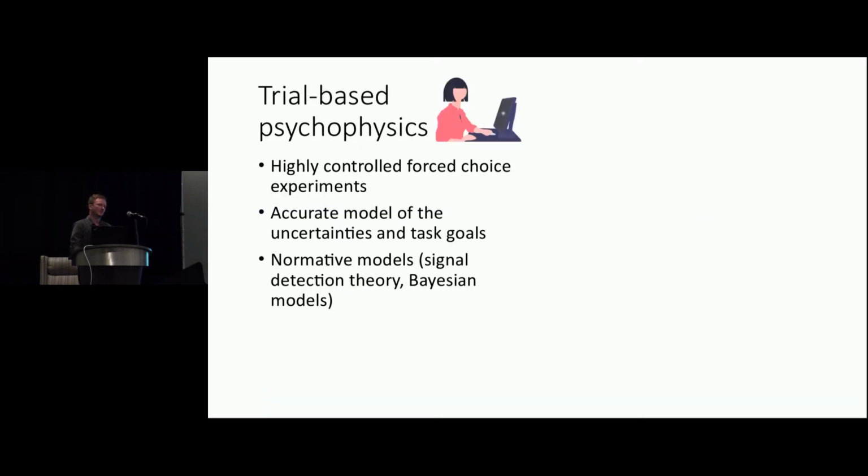And as Konstantin has told you in the keynote, in these trial-based psychophysics tasks, we can really control the probabilistic structure of the task because we know what the uncertainties involved in the task are, and we can be sure that they are really perceptual, for example, and that all of the other statistical uncertainty is controlled by the experiment because we know the observer has been trained to do the task, for example. So that means that we can come up with accurate models of these uncertainties and task goals and use the tools of normative modeling, such as signal detection theory or more generally Bayesian models, to come up with a computational level analysis or a rational analysis of the behavior in the task.